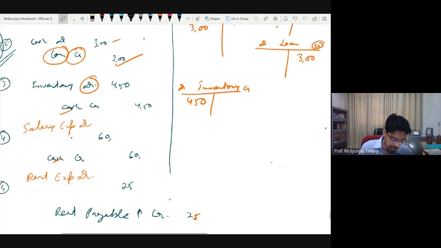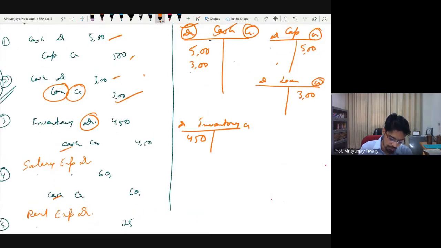Next one says cash credit 450. I already have a cash T account, so in the same T account I will put 450. This one says credit side, so putting it on the debit side would have been incorrect. I need to put it on the correct side as well, so make sure that the side is correct. Here I need to put 450 in this side. So this is done.